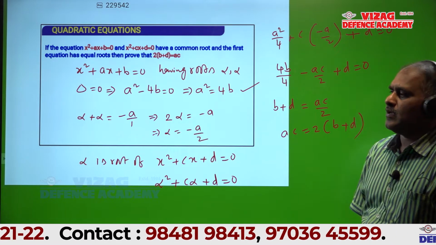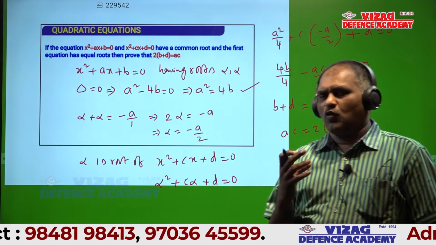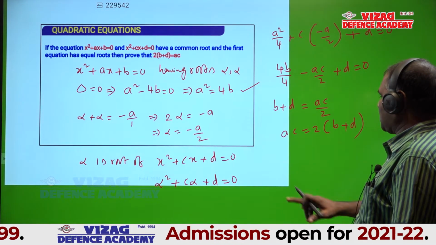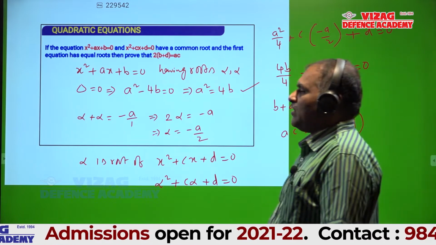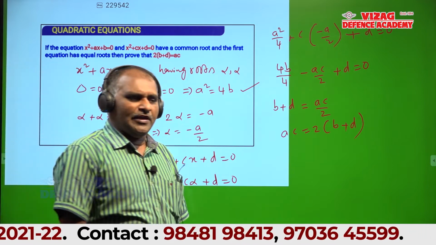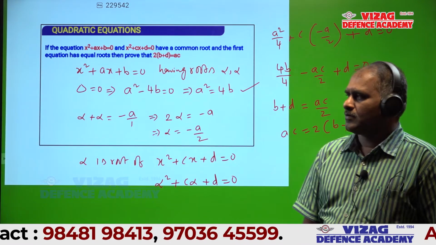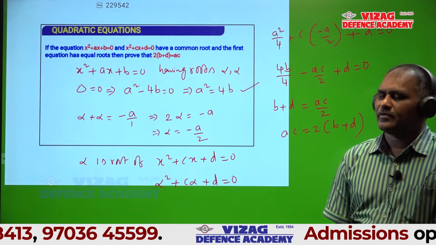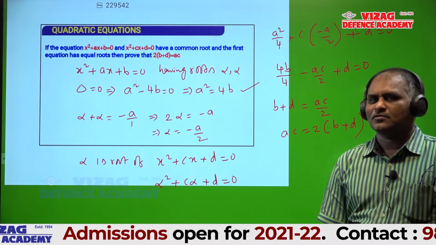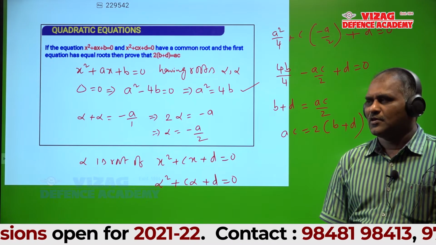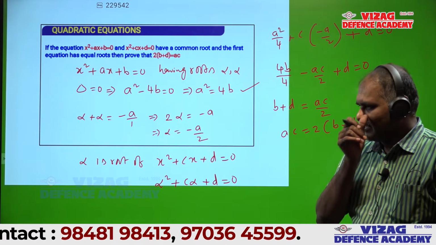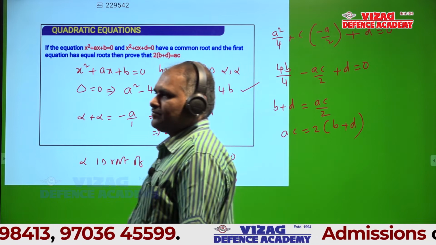b plus d. In an objective question, what can be asked? What is 2 times b plus d? That value is equal to ac. Do you understand? Yes, sir. Any doubt? Anyone having a doubt? No answer. Okay, do it.